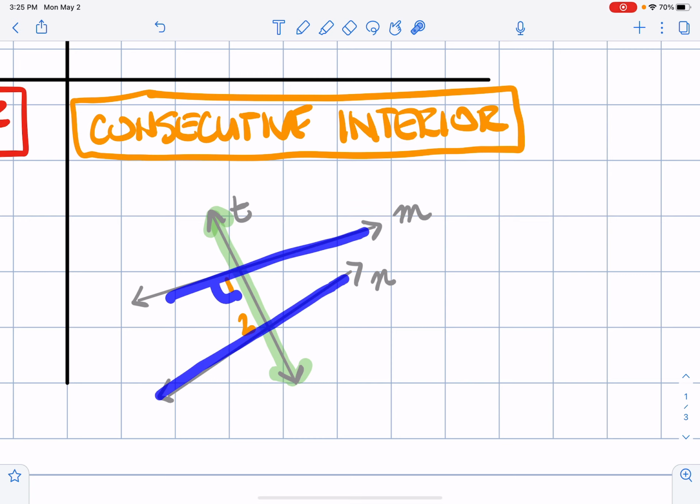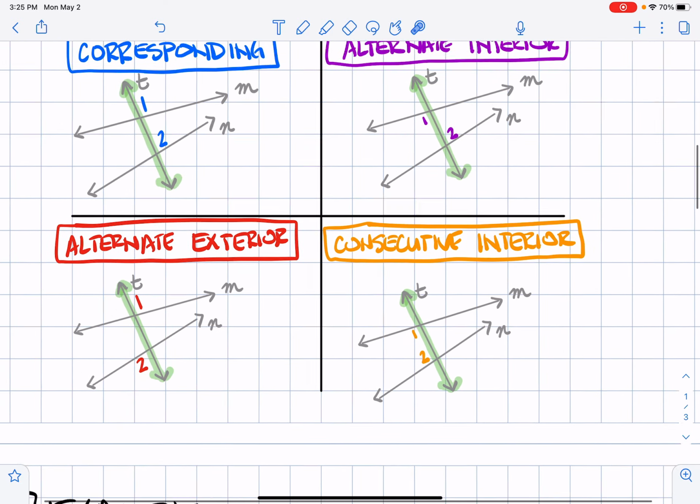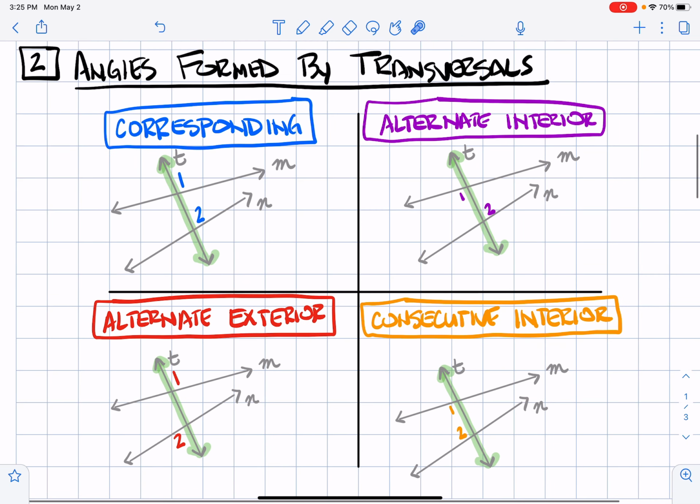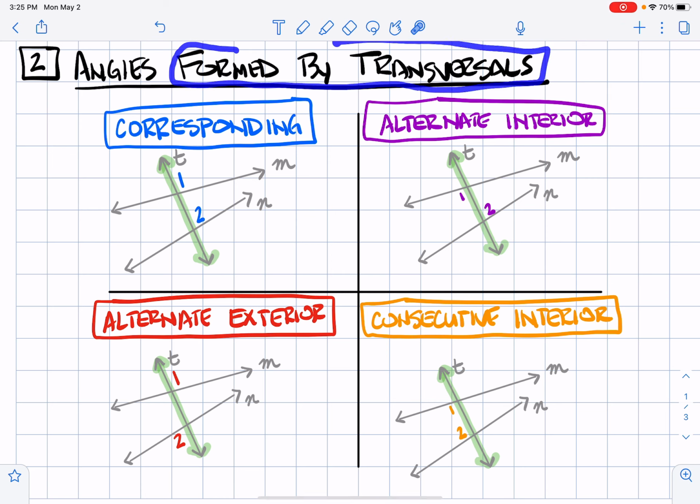So there's that angle in there. There is another pair. I could have also done this side and that side right there. Those are also consecutive interior. So that's kind of a lot to take in there. So let me zoom back out. So these are examples of the four different types of angles that are formed when we take a transversal, okay?